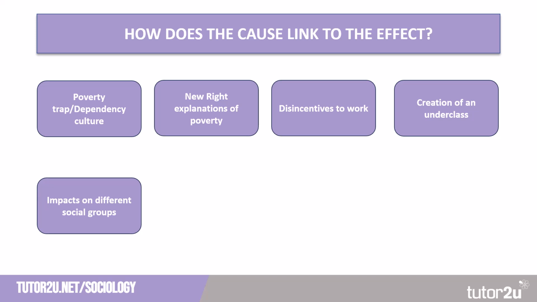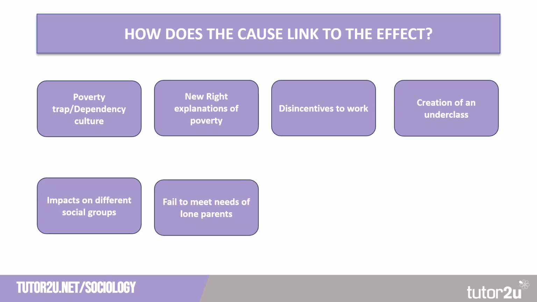A second explanation could be the impacts on different social groups. Now this can be explored in several different ways. We could talk about the impact of austerity cuts on disability and poverty. We could talk about welfare policies such as the triple lock and how it impacts on age and poverty. We could also talk about cuts to child benefit or the two-child cap and how that impacts on child poverty.